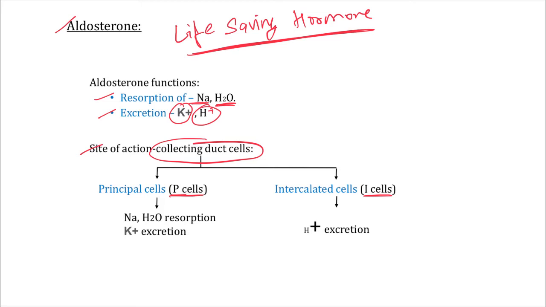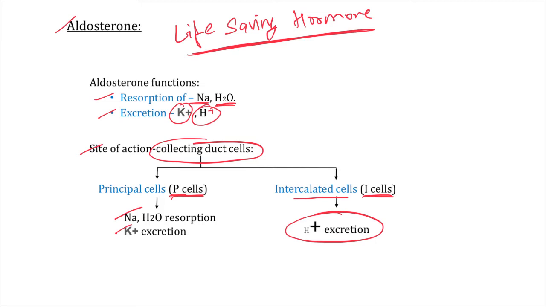So what are the functions performed by these P cells and I cells? So see here, this principal cell, P cell, performs 3 out of the 4 vital functions. What are those functions, sir? It regulates the sodium and water resorption and potassium excretion. And the remaining one function is performed by the intercalated I cells, that is H plus ion excretion, acid excretion.